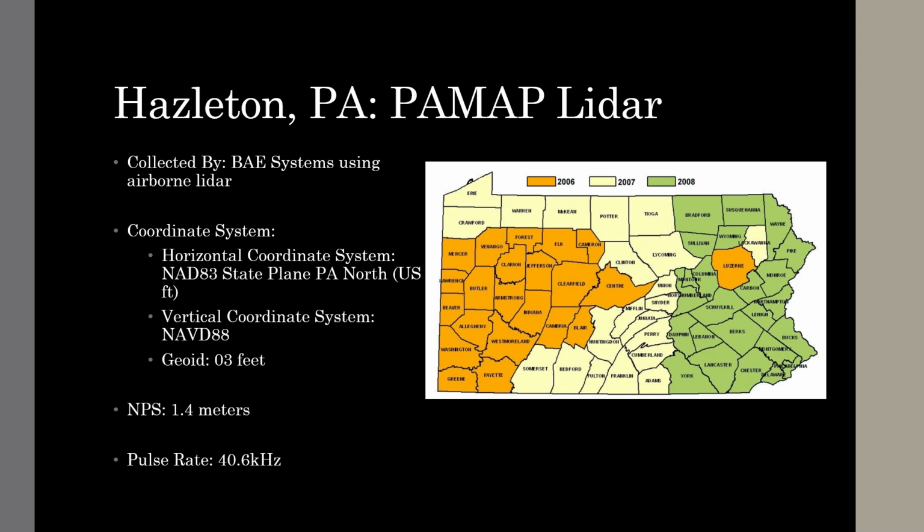The coordinate system of the data is in EPSG code 2271, which is NAD83 State Plane, Pennsylvania North in feet. This dataset also has a defined vertical coordinate system of NAVD88. The project was collected with LiDAR Quality 3, meaning it has a nominal average point spacing of 1.4 meters with a vertical error RMSE of 20 centimeters. Furthermore, the LiDAR was captured at a 43-degree field of view with a laser pulse rate of 40.6 kHz.